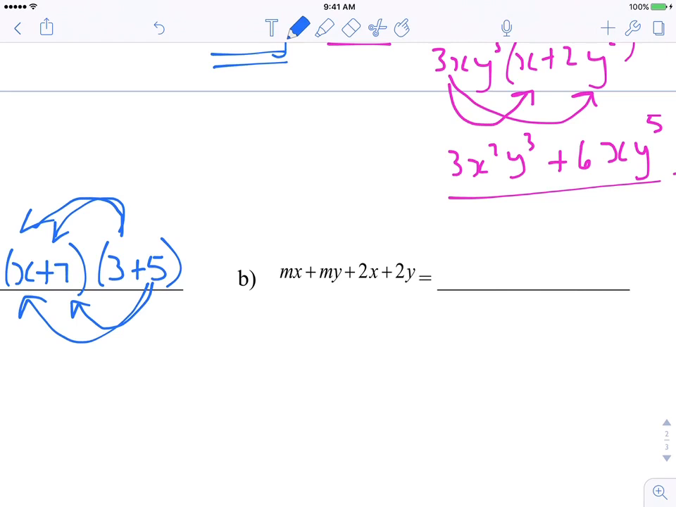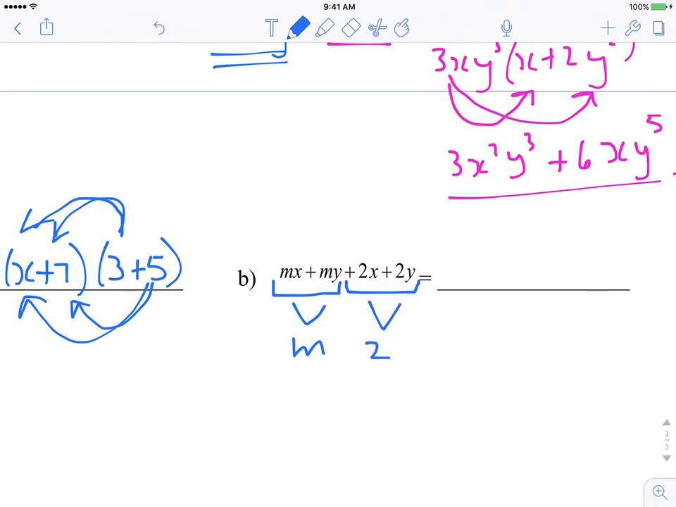Here, when you're given something like this, we have 4 terms. We want to look at the first 2. We're going to group those first 2 together and the second 2. What is the greatest common factor here? Well, both of these terms have an m in common, and both of these 2 terms have a 2 in common.